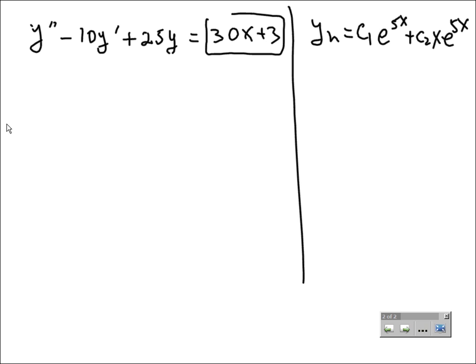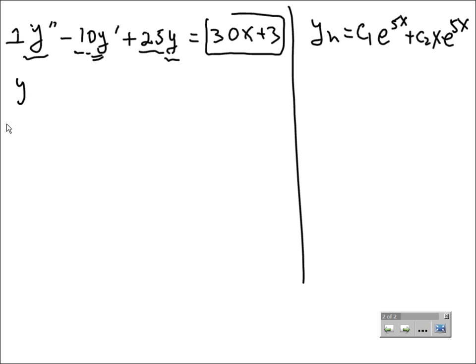What do I mean by multiples? Here's a derivative, I'm multiplying it by 10. Here's a derivative, it's understood to be multiplied by 1. Here's a derivative, it's the 0th derivative, it's being multiplied by some number. We're just multiplying derivatives by some coefficients, and we're supposed to get 30x plus 3.